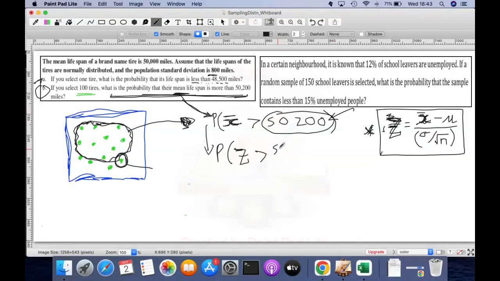So it's 50,200 minus mu, we're following this formula. Remember, mu is still the same as it was in the question, nothing changes, it's 50,000. And then in the denominator, it's sigma, which is still the same as before, 800. So it's 800 divided by the square root of n. And what is your n here? Remember, I told you, n is the sample size. So how many tires did I have in my basket, my sample?